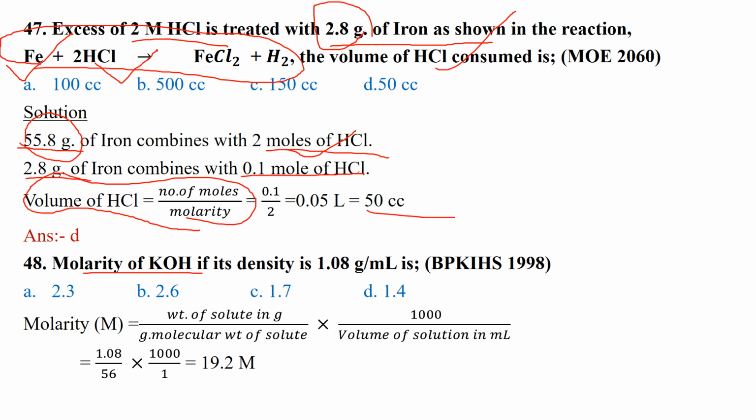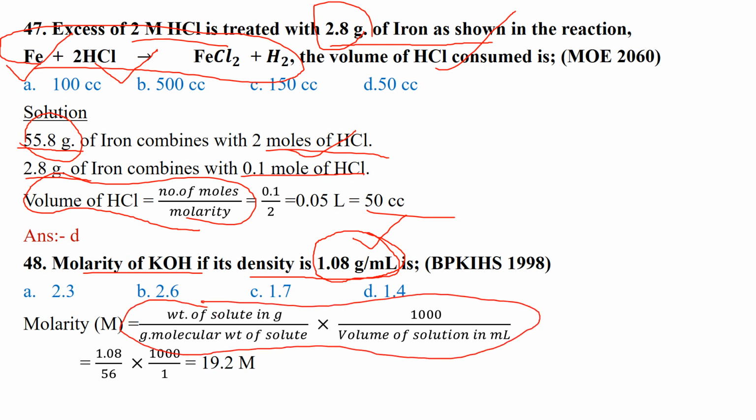Molarity of KOH if its density is 1.08 gram per ml, right? Then we have to calculate the molarity. Here is the general formula for the calculation of molarity: weight of solute in gram, 1.08, over gram molecular weight of solute, that is KOH, 56 is the gram molecular weight, times 1000 over volume of solution in ml. Volume of solution in ml is, at 1.08 gram per ml, only 1 ml, right?